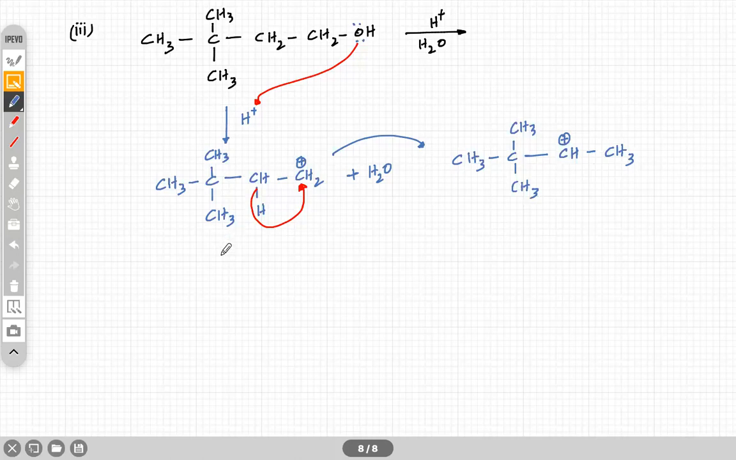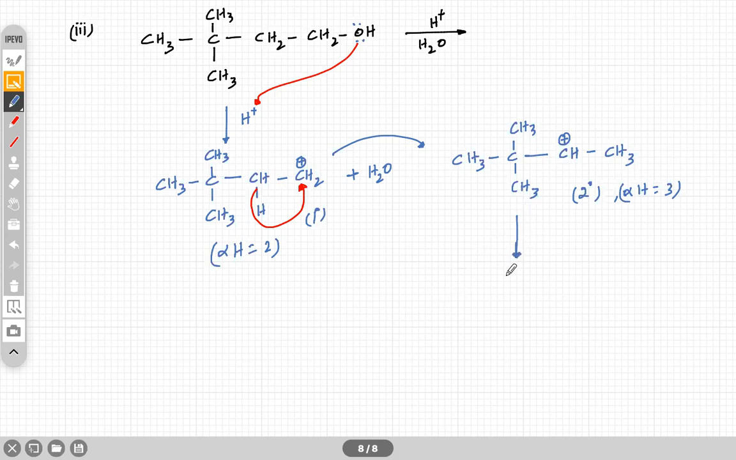If you compare the stability of this one, it is a 1 degree carbocation, alpha hydrogen is 2. This one is a 2 degree carbocation, alpha hydrogen is 3 here, right? So obviously this one is more stable than this, so this will form in the reaction. But this is actually not the most stable one. We can have further shifting possible.